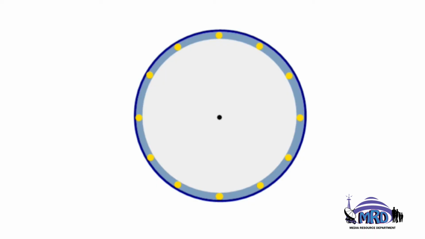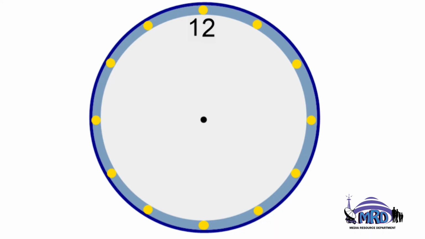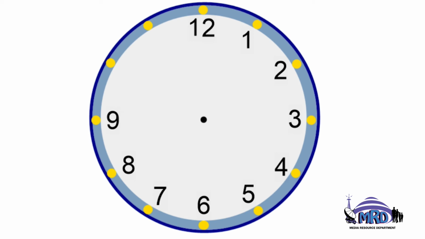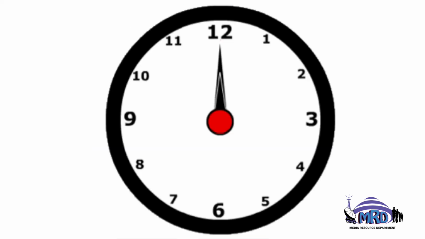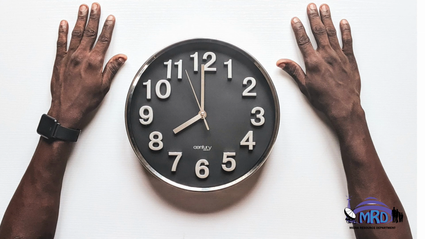First, we review the clock face. 12, 1, 2, 3, 4, 5, 6, 7, 8, 9, 10, 11, 12. These 12 numbers are used to represent the time of day.